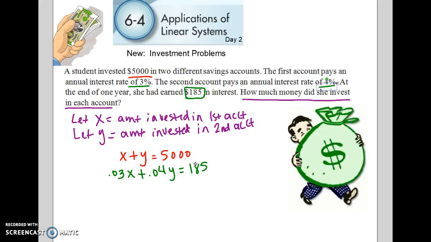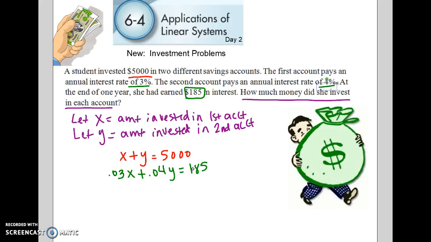So in the chemistry problems, if you remember, we have a percentage here with the X, a percentage with the Y, and then we also have a percentage with our total. In this case, there's no percentage with our total. Since it's already multiplied in, we have to remember to change these percentages to decimals or we're going to get the wrong answer. So now we have 0.03, so 3% of the amount we invested in the first account plus 4% of the amount invested in the second account equals the amount that we make for interest, which is $185.